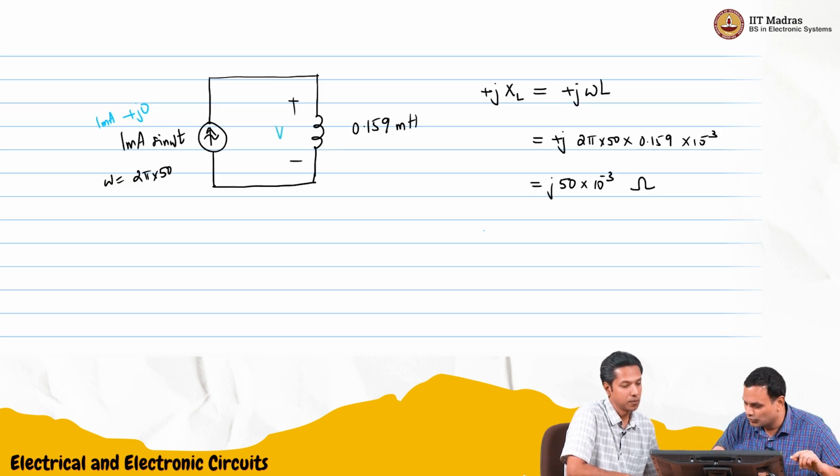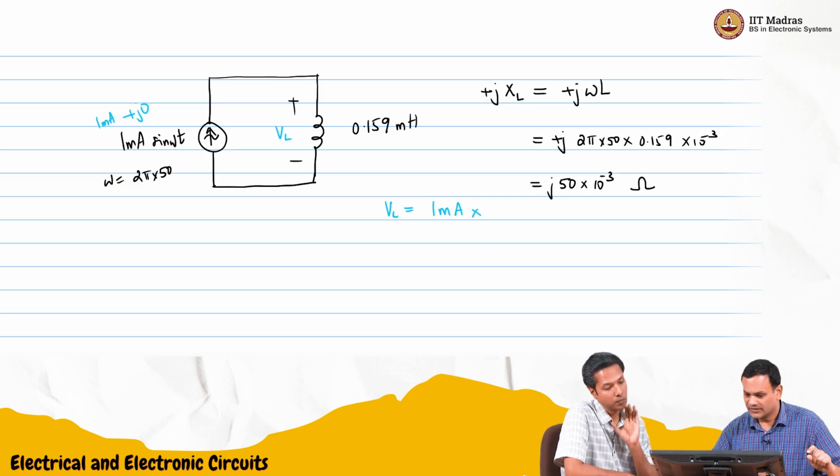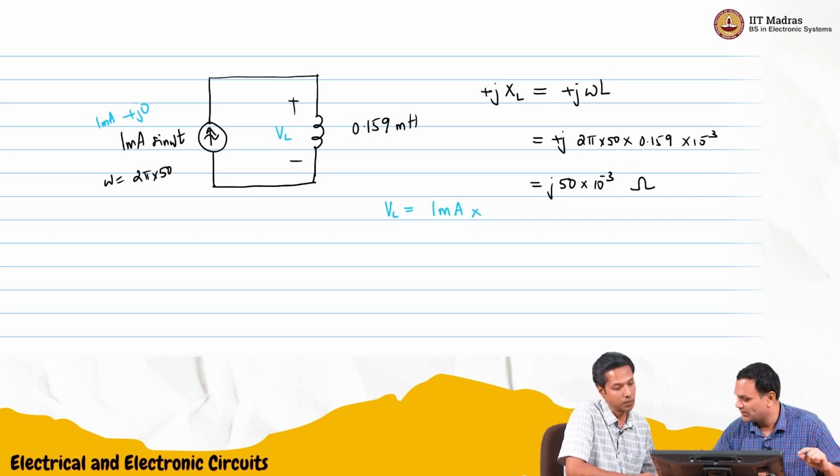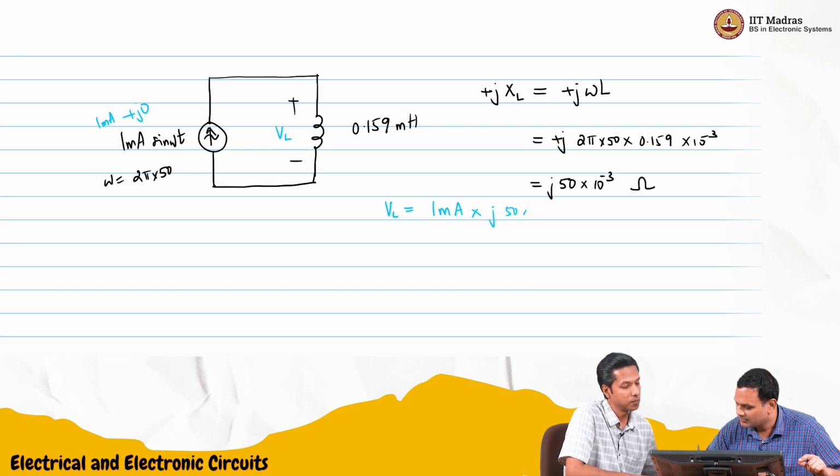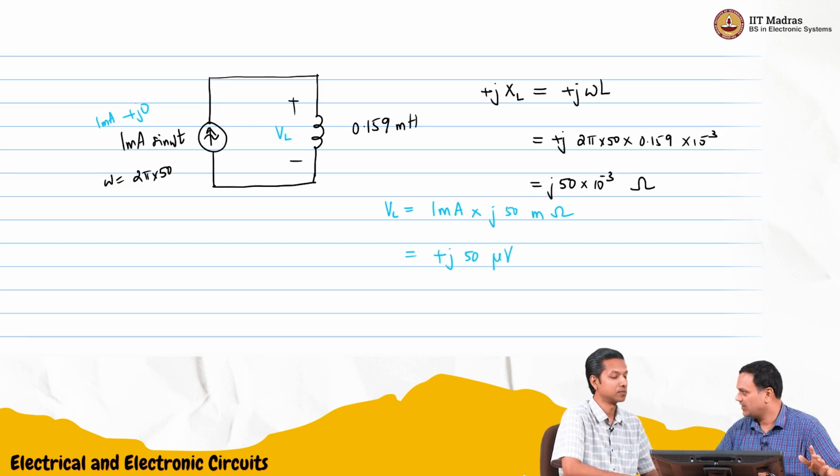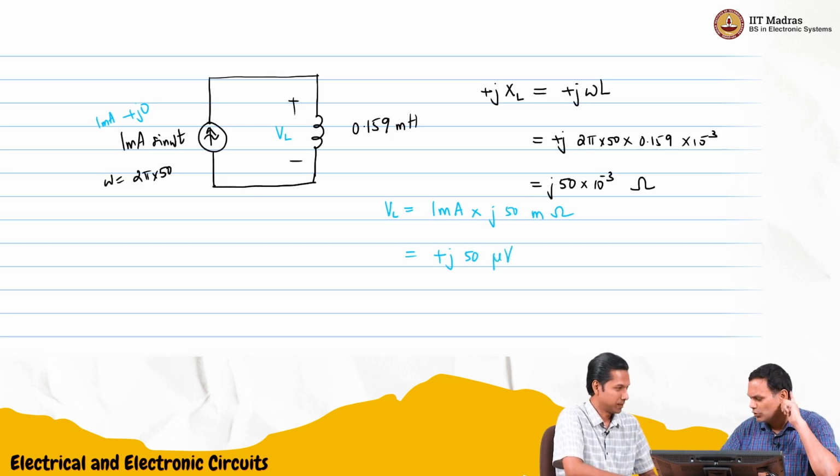Okay, so this output voltage VL, the voltage across the inductor, is simply 1 milliamp plus J0, which is just 1 milliamp, times J50 milliohms. So 50 micro, right? So this seems to be plus J 50 microvolts. Very small voltage.